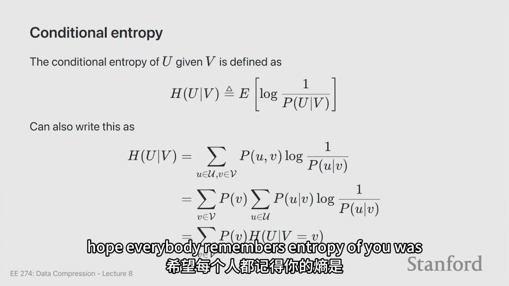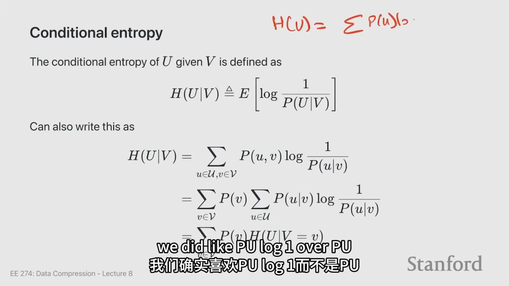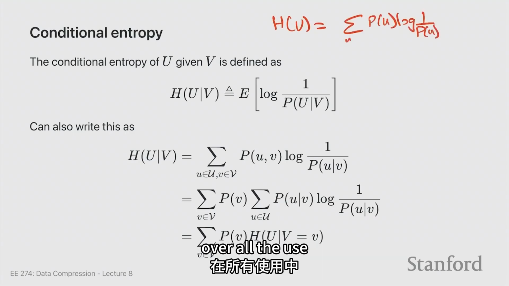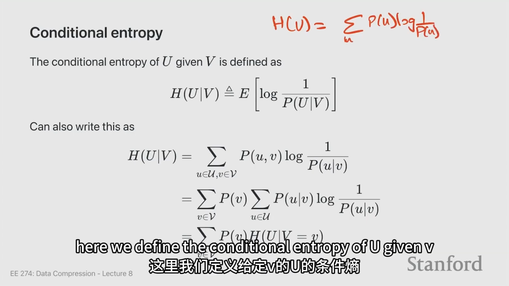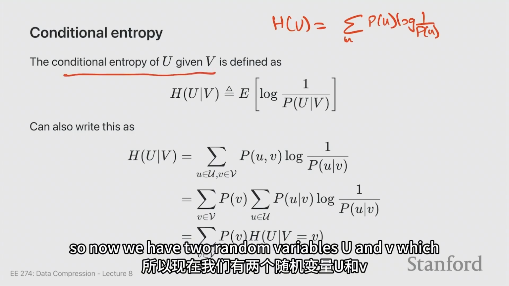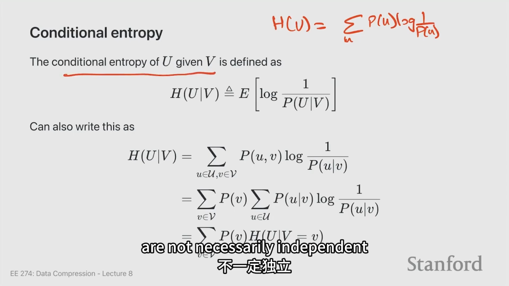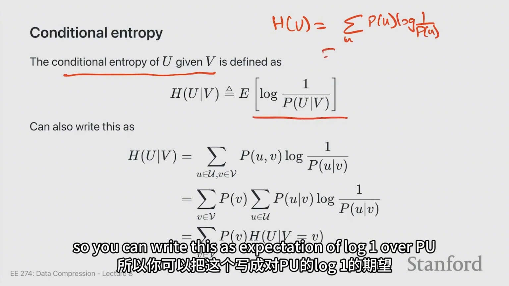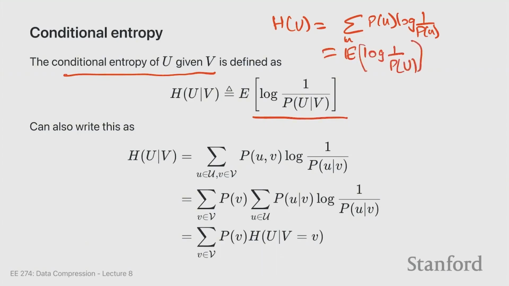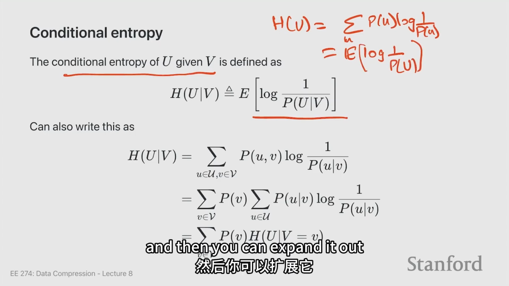I hope everybody remembers the entropy of U was P(u) log 1 over P(u), summed over all the u's, right? This was the entropy. So here we define the conditional entropy of U given V. Now we have two random variables, U and V, which are not necessarily independent, and this is defined as this thing. You can write this as the expectation of log 1 over P(u given v). Very similar formula. Good. Okay, and then you can expand it out.